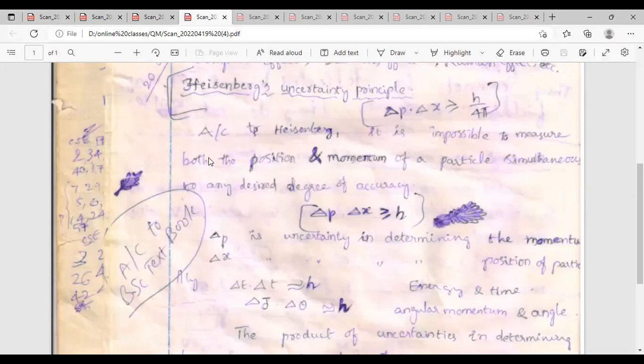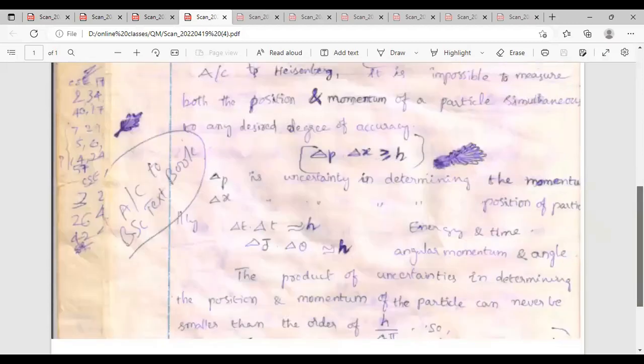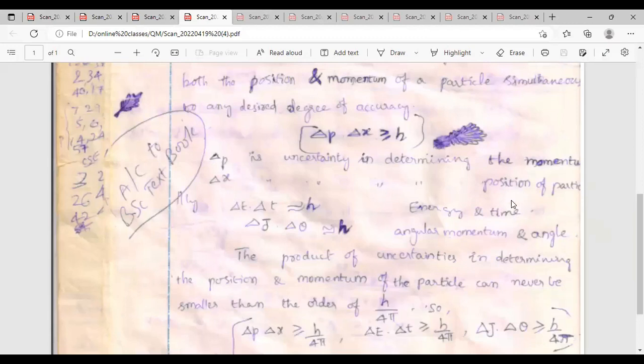According to Heisenberg's uncertainty principle, it is impossible to measure both the position and momentum of a particle simultaneously to any desired degree of accuracy. So delta P into delta X is greater than or equal to h. Delta P is the uncertainty in determining the momentum, and delta X is the uncertainty in determining the position of the particle. Similarly, delta E into delta T is approximately equal to h, where E and T mean energy and time. And another equation, according to Heisenberg, delta J into delta theta is approximately equal to h. This is angular momentum and angle.